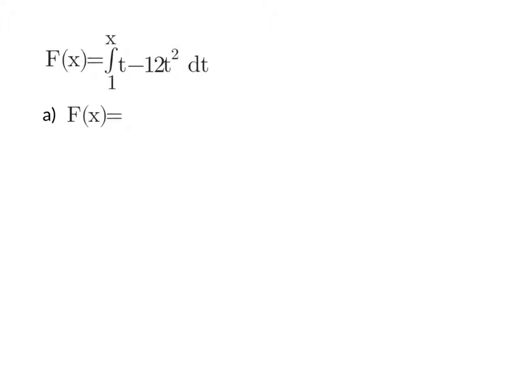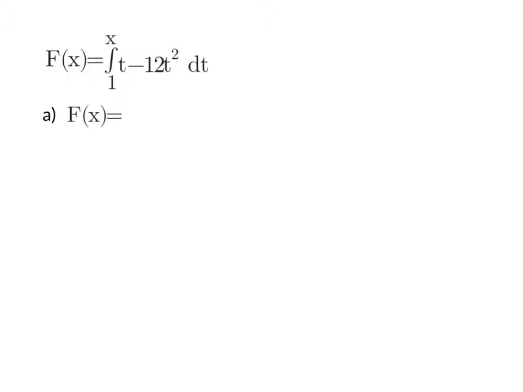Right here we're given that capital F of x is the integral from 1 to x of t minus 12t squared dt. And we're asked to find first capital F of x, which obviously does not mean rewrite that integral. It means evaluate that integral.